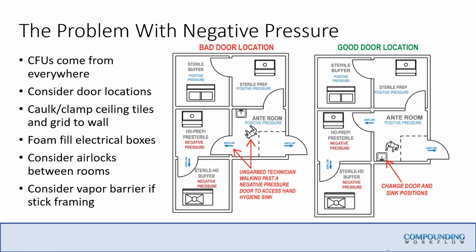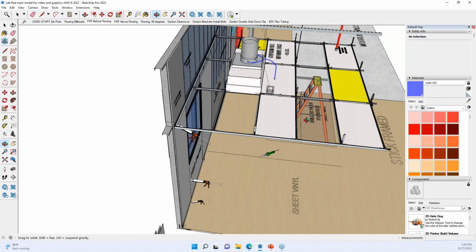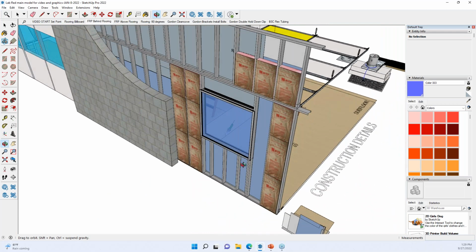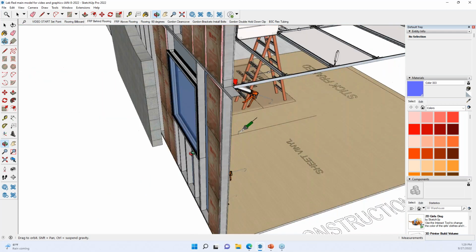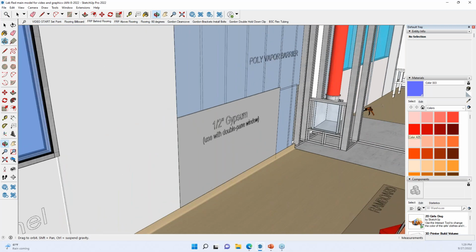And I should have let the model up so that I can show you that real fast. Now, when we talk about a vapor barrier, that is actually going to go on top of the gypsum. I'm sorry, let me move back over here. So if I'm stick framing this, again, this is not modular.